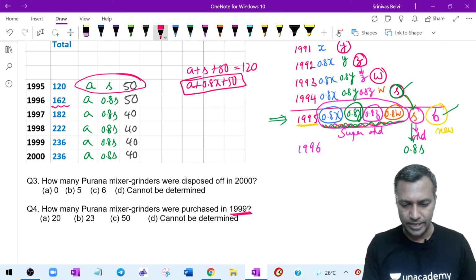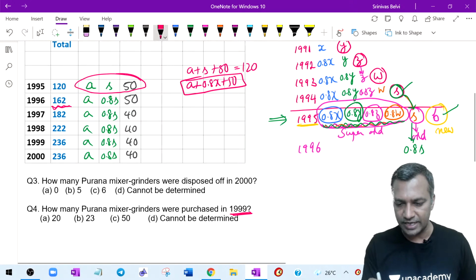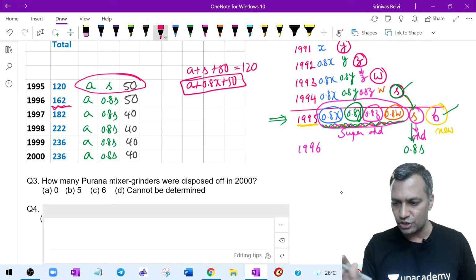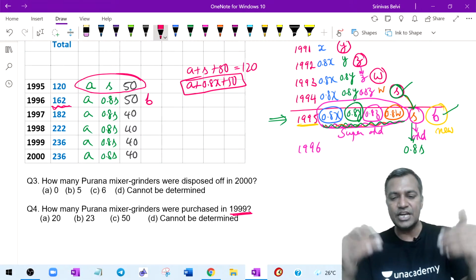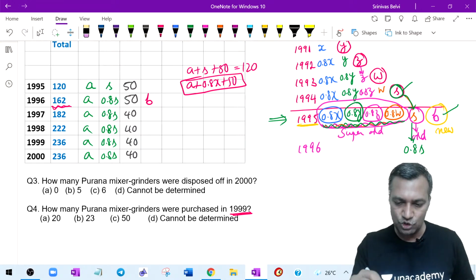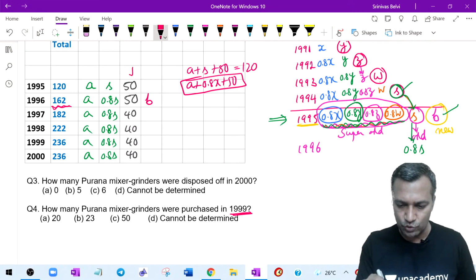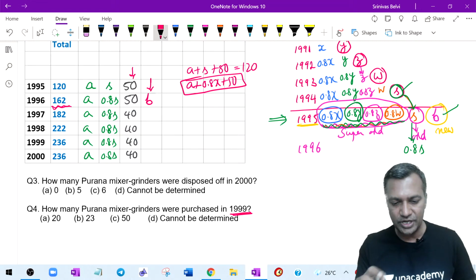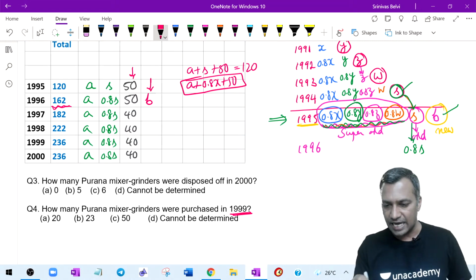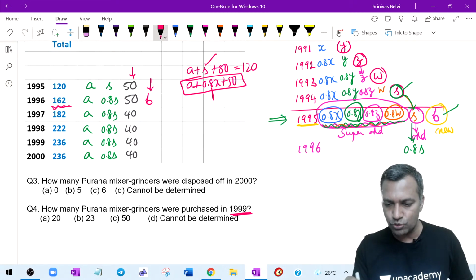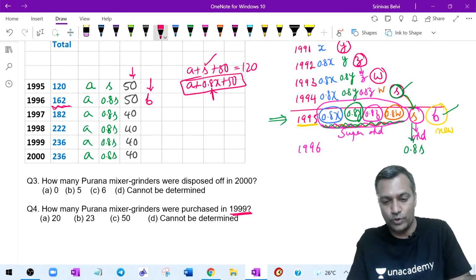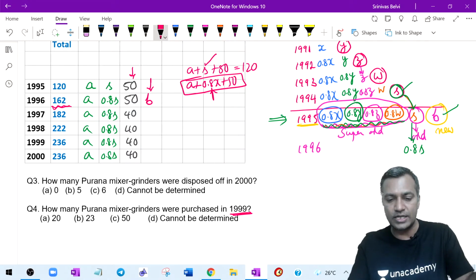Therefore, to make this 162, I will introduce another variable called B. B new were introduced. A batch of new were introduced here. I have no idea how many new are going to be introduced here, because S got changed to 0.8S. Now I don't know what this is going to be. Therefore, B new got introduced.